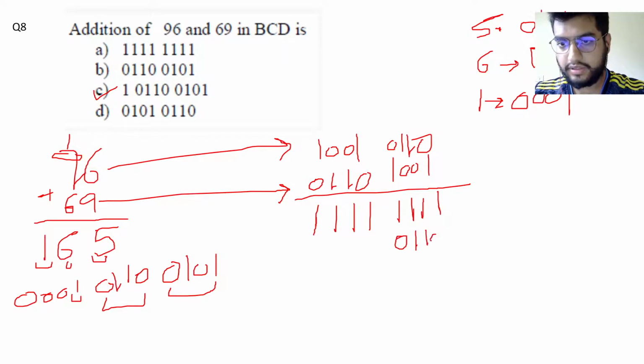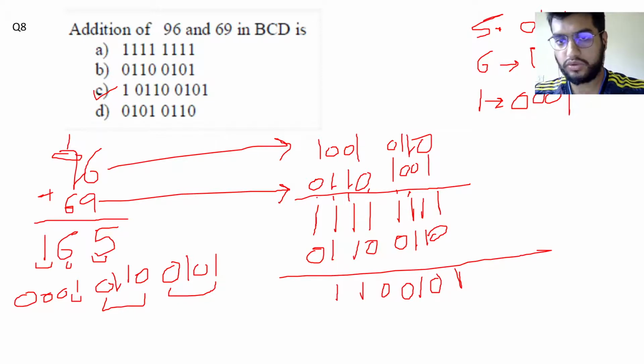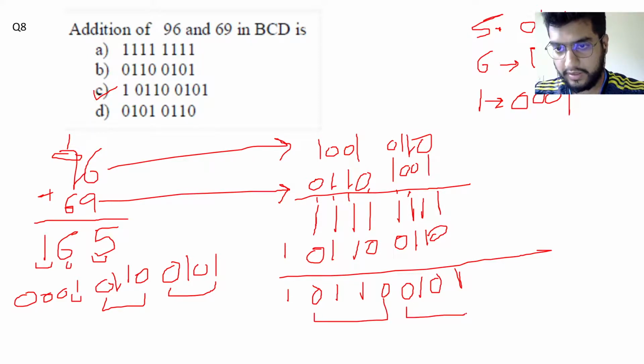So 0110 and 0110, we'll add them. 1 plus 0 is 1, 1 plus 1 is 2, that is 0 and 1 goes to carry, 1 plus 1 plus 1 is 3, 1 goes to carry, 1 plus 1 is 0, and 1 goes to carry, 1 plus 1 plus 1 is 1, 1 goes to carry, and so on, and the final carry comes down here. So our number will be 1011000101. So that is option C.